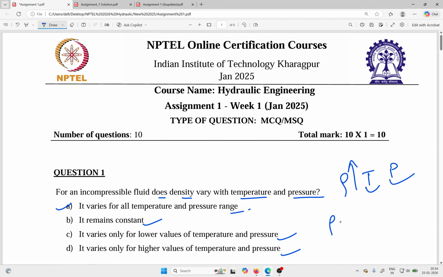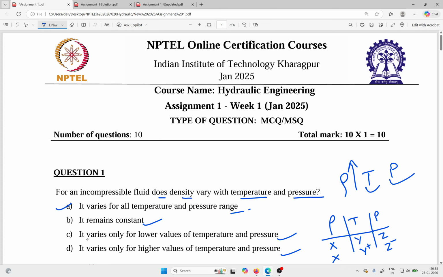For example, this is your density column, this is your temperature column, this is your pressure column. Let density be X, temperature Y and pressure Z. If the temperature is increased, Y plus, and pressure is reduced, Z negative, then what will happen to the density? Will it remain X? If it is X, then option B is correct. If it changes with both ranges, then option A is correct.